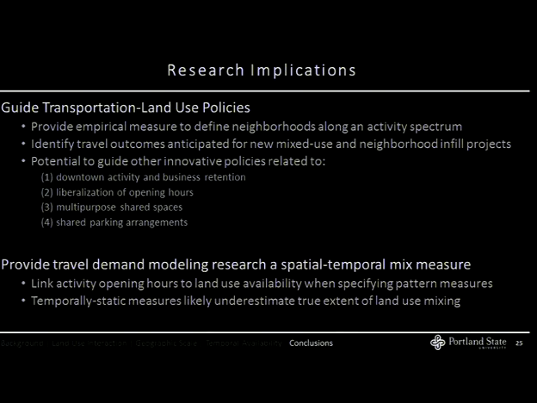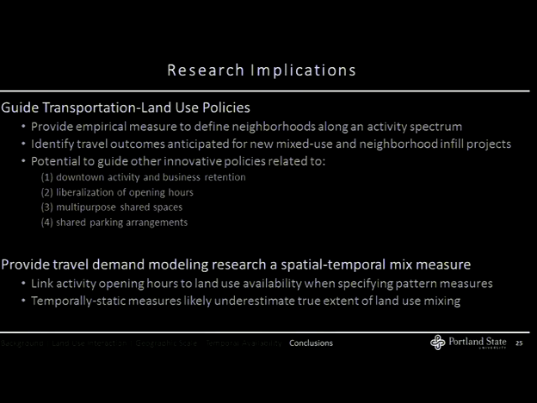Another point is to guide other innovative policies, like downtown activity and business retention. We know that traditionally our CBDs have everyone leave after the workday, but by understanding the temporal dynamic nature of land uses, we can start to inform policies that keep businesses in these areas active throughout the day. The liberalization of opening hours could be looked at as a way to increase land use mixing across a particular day. Multi-purpose shared spaces, like the example I showed you of the school becoming a community center in the evening. And more traditional things such as shared parking arrangements can be looked at with this sort of measure.